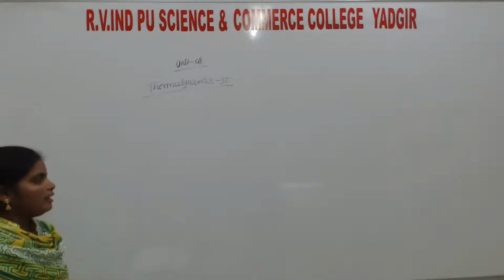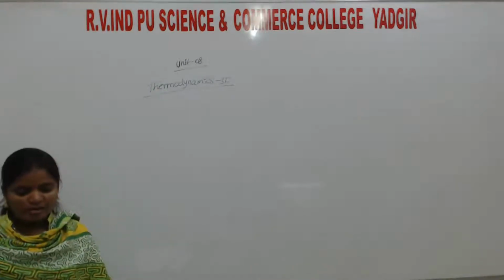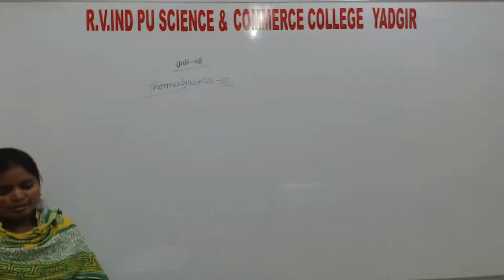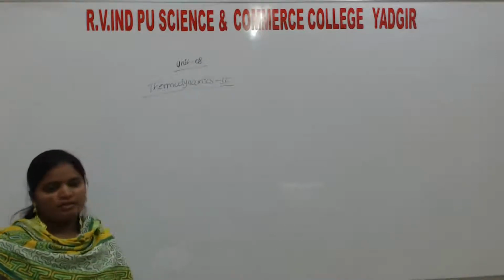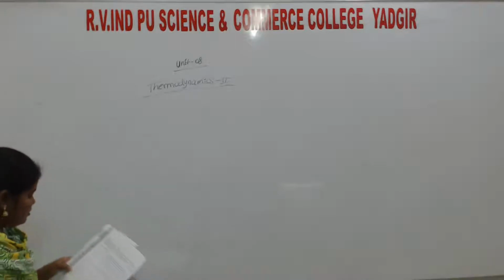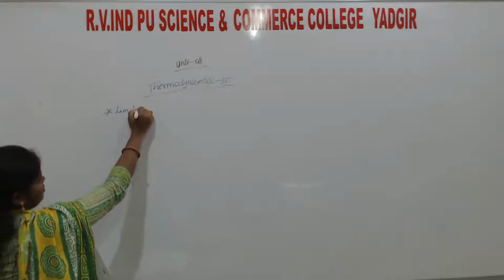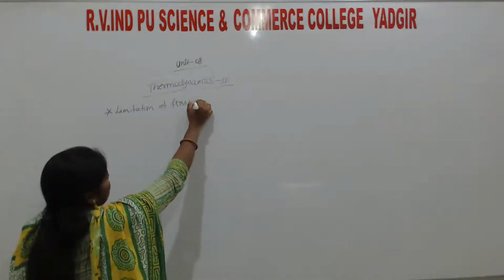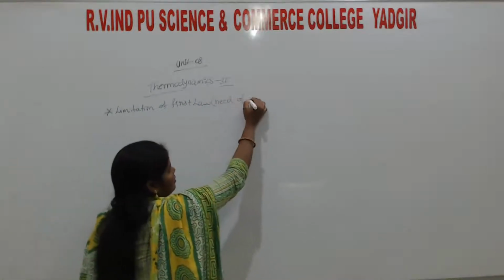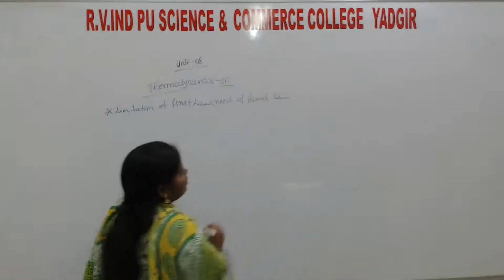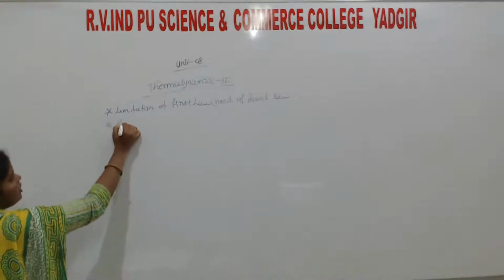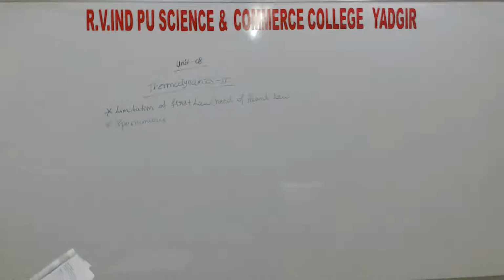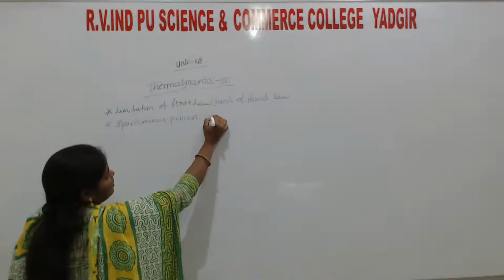In this unit in your syllabus, the first one is limitations of first law, the need of second law. The second concept is spontaneous process with examples.